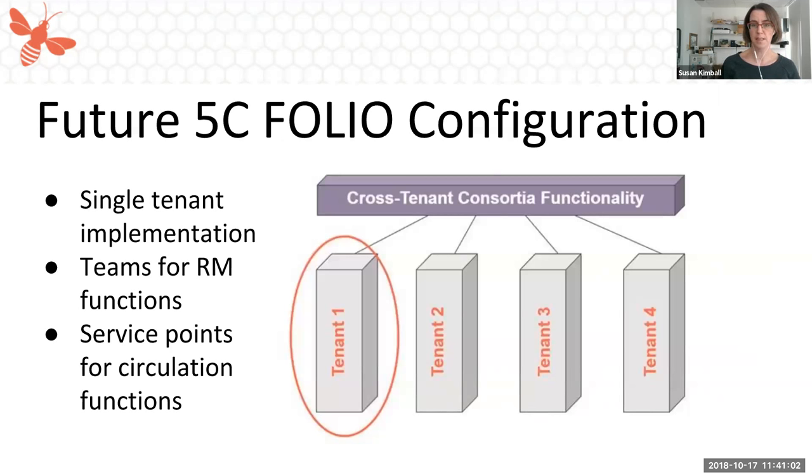If we chose cross-tenant, we would have to wait, and that was also an option on the table at the time. In the single tenant implementation, we will share bibliographic records, users, inventory, all of the things, share quote unquote everything. We will use Teams for resource management functions like acquisitions, e-holdings, separating funds, vendors, owners, as that functionality becomes available. And we will use service points for circulation functions, which we do currently as well, for things like loan policies, fines and fees, and things like that.